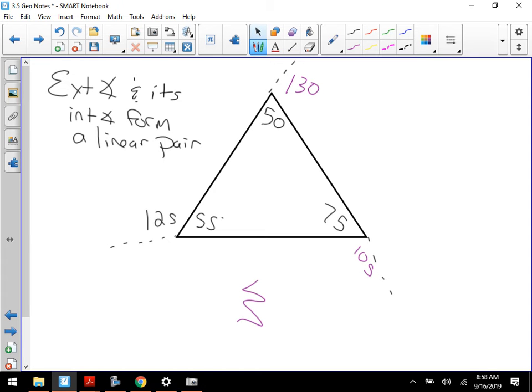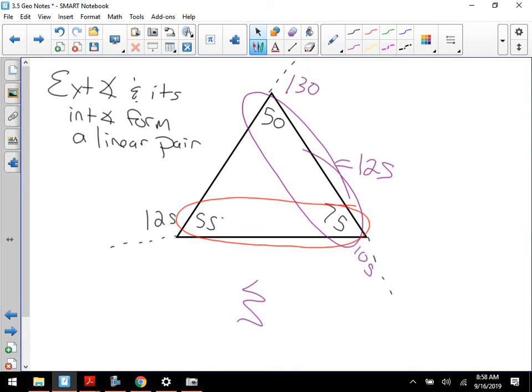Now, I want you to see something. What does 50 and 75 add up to equal? It adds up to be 125, doesn't it? Those two equal 125. What does 75 and 55 add up to equal? 180.